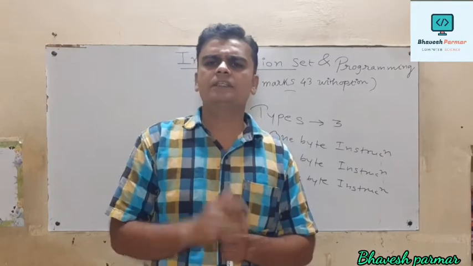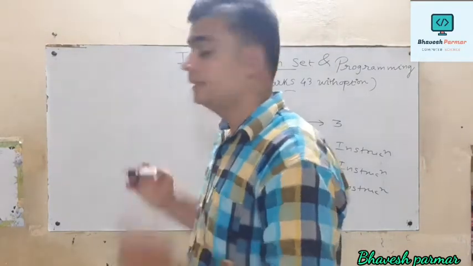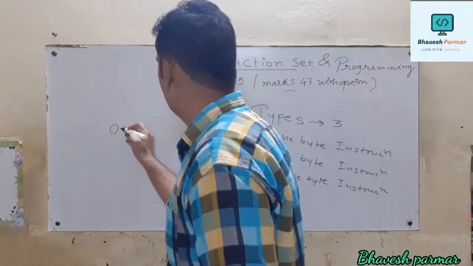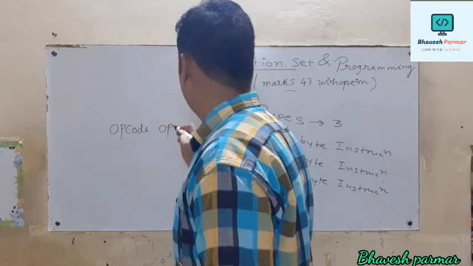Generally, a normal instruction consists of two different things. What is the first thing? The first thing is called the opcode and the second thing is called the operand.